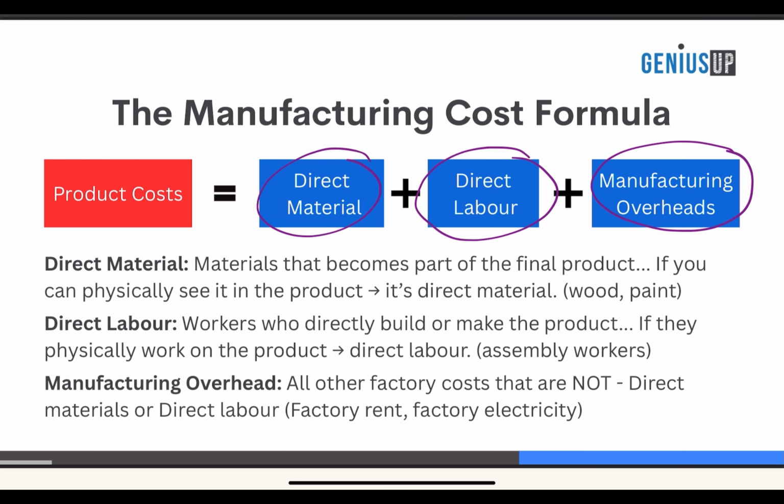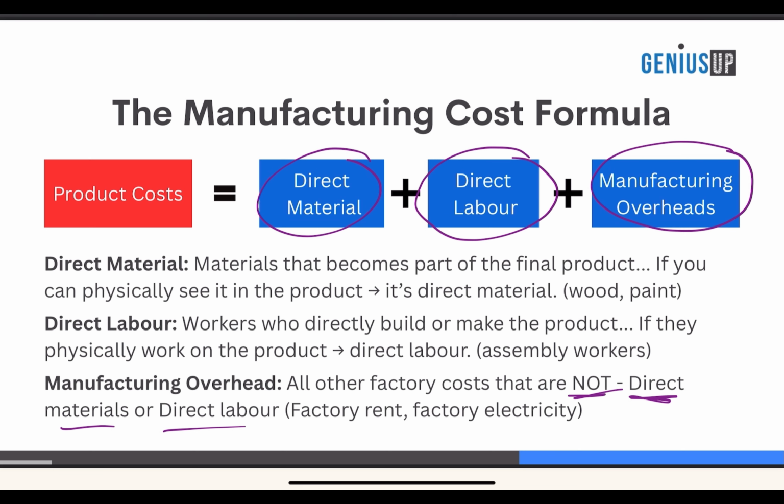And then you have manufacturing overheads. Manufacturing overheads are all the other factory costs that are not direct material or direct labor. Meaning that we can't really trace them directly to the product, or we can't physically see them in the product, and we can't say how much of this resource went to the specific product. We can't directly trace it to the product.